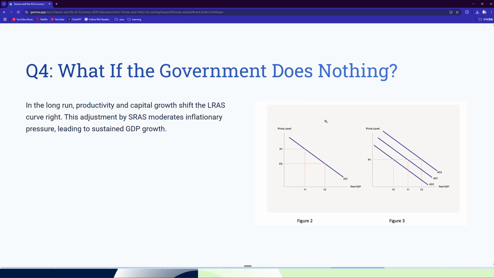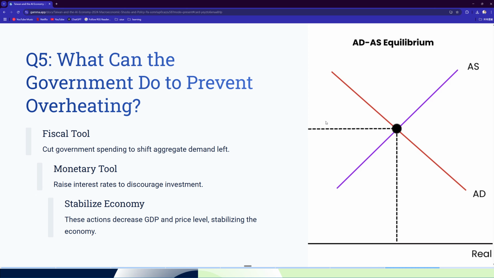Over time, the capital and productivity improvement from AI investment shift long-run aggregate supply to the right, sustain GDP growth, moderate inflation, and reduce pressure on short-run supply. We can act on fiscal policy: reduce government spending, shift AD left, decrease GDP and inflationary pressure. Monetary policy: raise interest rates, discourage borrowing and investment, lowering AD and the price level.